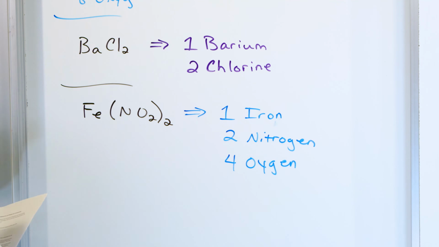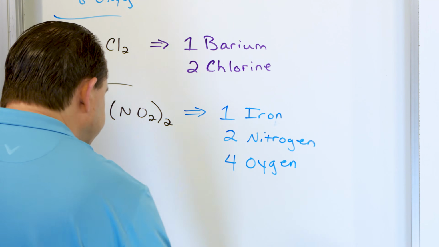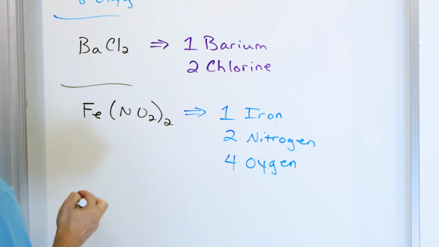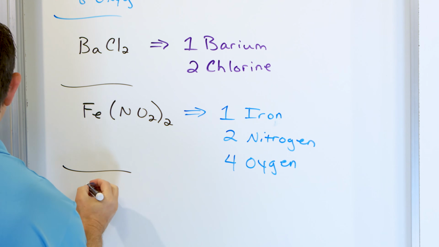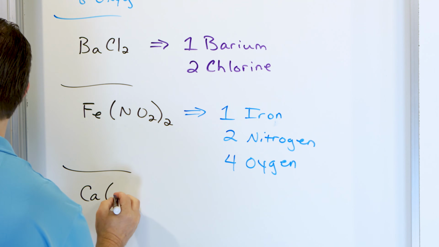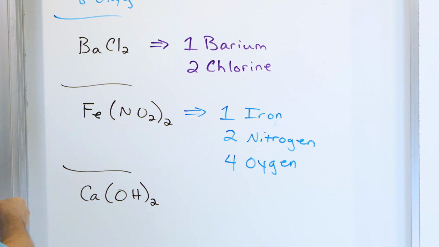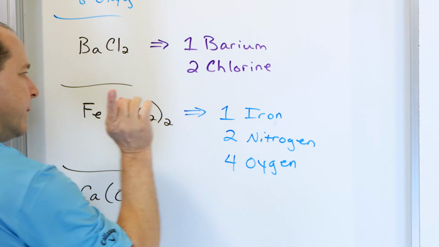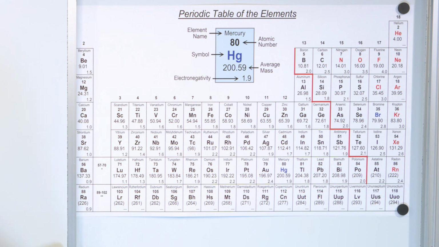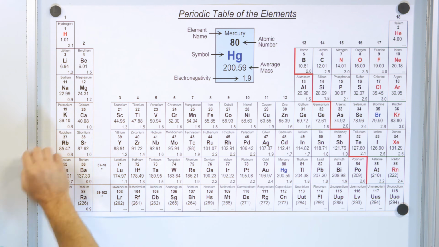Right, so 4 oxygens. So 1 and then 2, 1 iron, 2 nitrogens, 4 oxygens. All right, let's take a look at our last one. Our last one here is Ca(OH)2. So we take a look at Ca. You might guess that Ca is calcium, and you would be right, because Ca is indeed calcium.